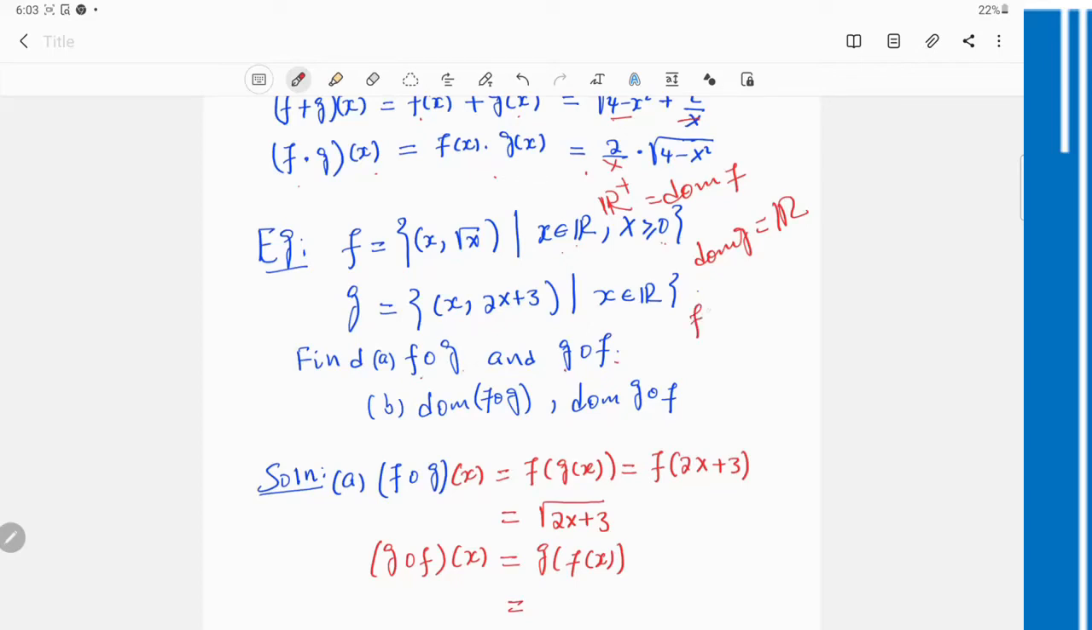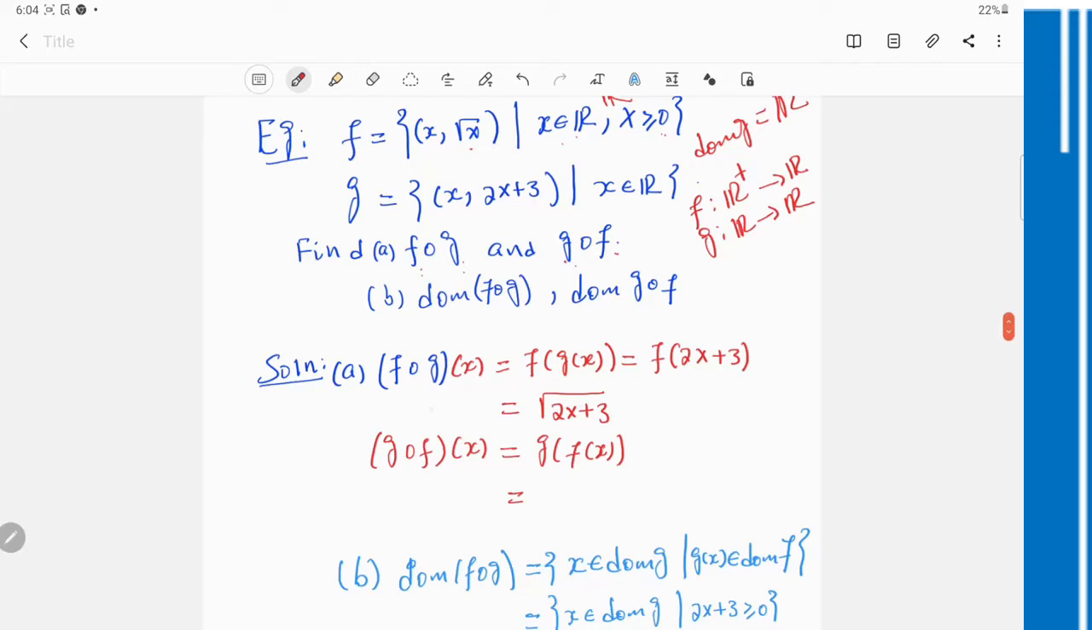So here you see F maps R plus into R plus, positive, and G is from R into R. So F composed G and G composed F, we will find like this. So what's F composed G?